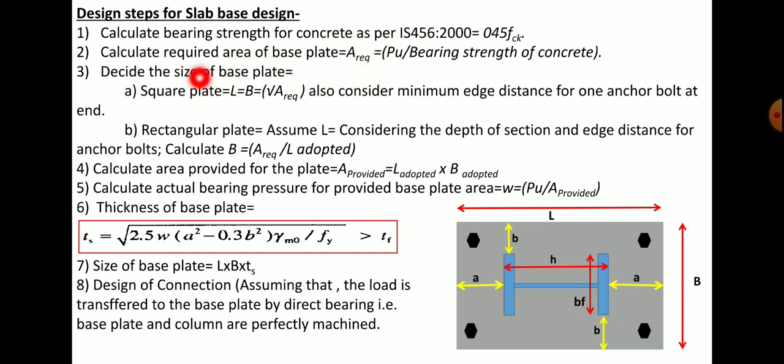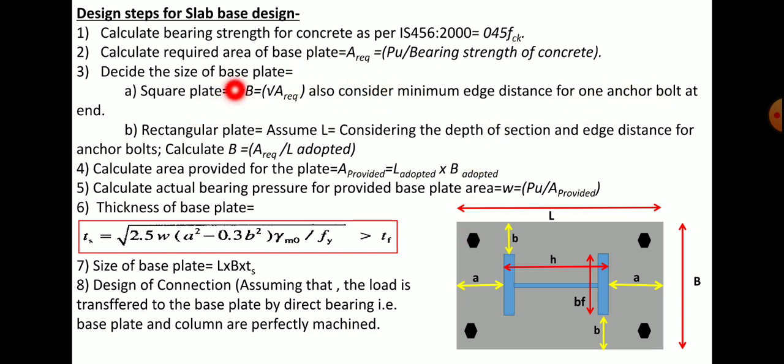Correct. Now according to the geometry of your rolled section, this is an I section shown here, either you adopt a square plate or you go with a rectangular plate. Suppose you are adopting a square plate, in that case your length and breadth values are both going to be the same, and will be calculated as the square root of area. Correct. So for that calculation you need to again consider minimum edge distance. So this particular is the bolt, minimum edge distance from this side and minimum edge distance from this side is to be considered for one anchor bolt at both the ends.